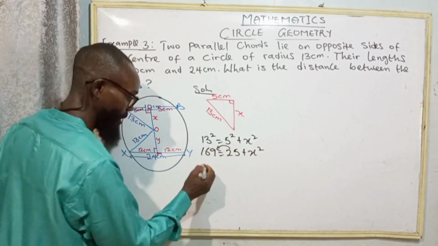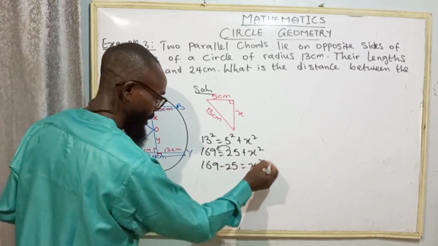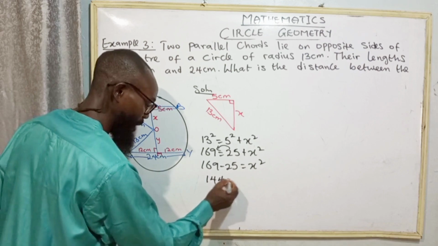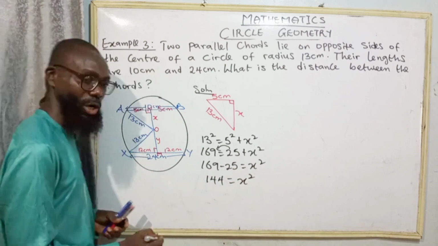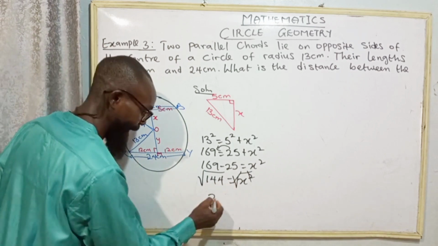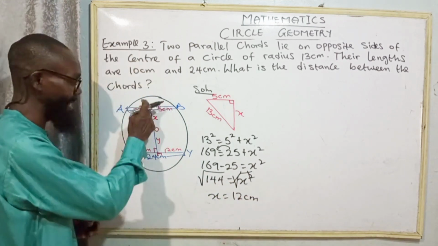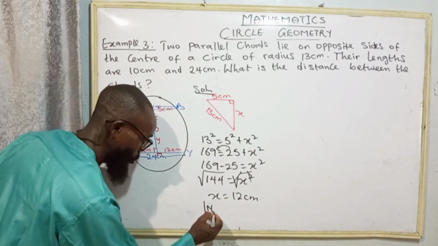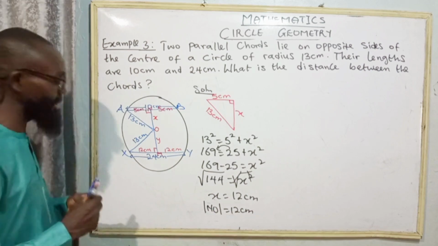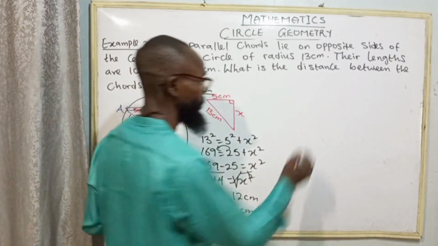Taking this one here, 169 minus 25 is equal to x squared. When we subtract this, we have what? 144 equals x squared. Let us square root both sides. Square cancels square root. x equals 12 centimeter. Meaning the distance from N to O, line NO, equals 12 centimeter. Fine. Now let us take out the second triangle as well.